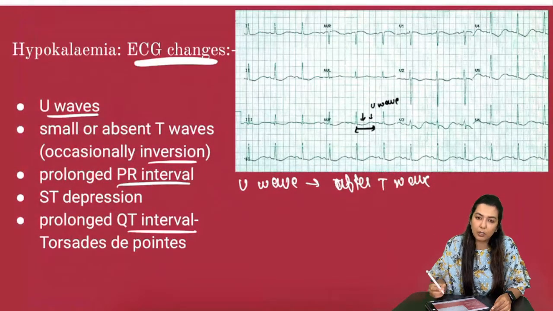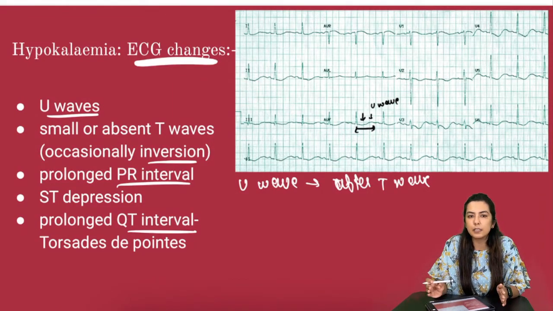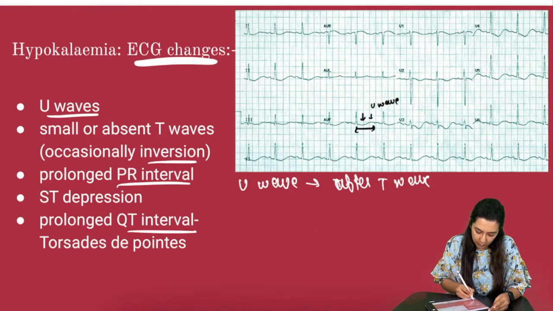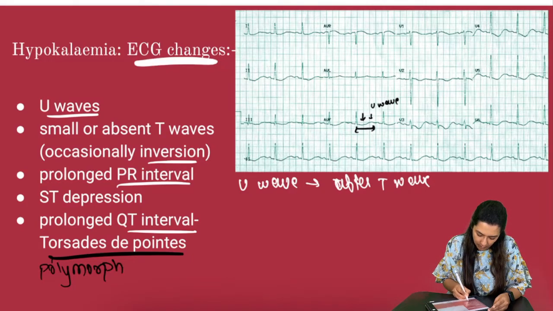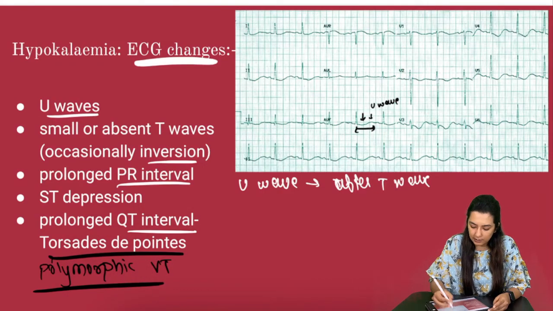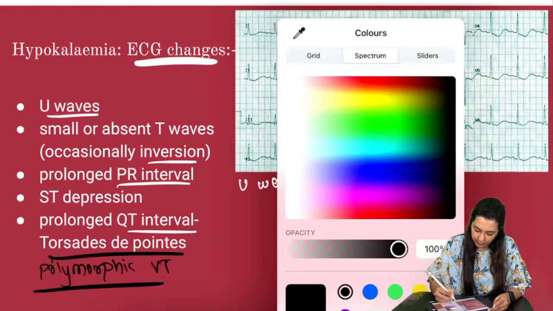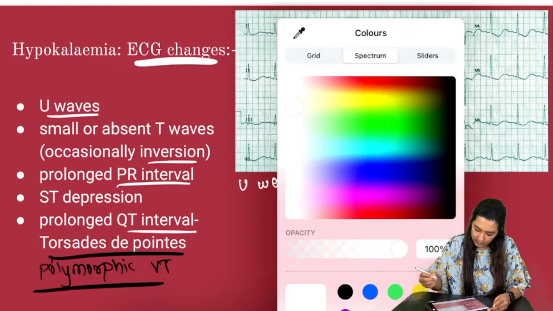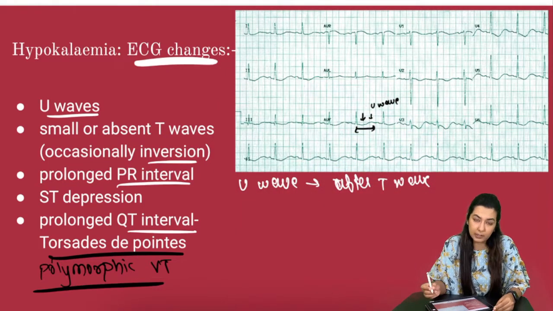This prolonged QT or QU interval means some interval has increased, and it can lead to polymorphic ventricular tachycardia, which is called torsade de pointes, polymorphic VT. That's why it is an emergency and you need to treat hypokalemia properly. This is the importance of it, because it can lead to ventricular tachycardia and ultimately death. So these are the ECG changes, easy to remember.